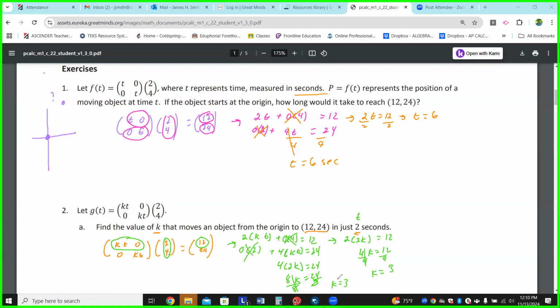So you understand that it was kt right there? Okay. The directions told us, find this in just 2 seconds. So then I'm able to put 2 in for the t. So that became, and I wrote it as 2k rather than k2, just because it looks cleaner to have the number before the letter.